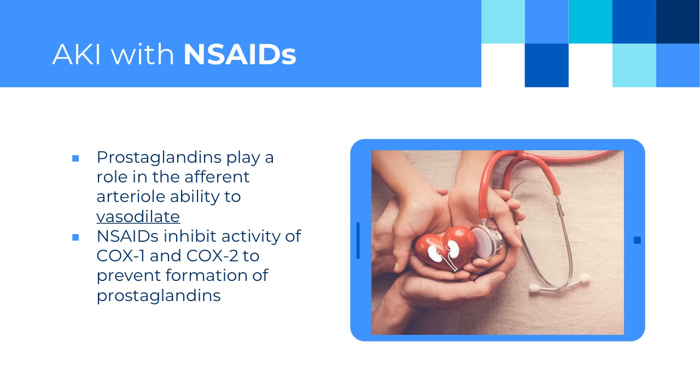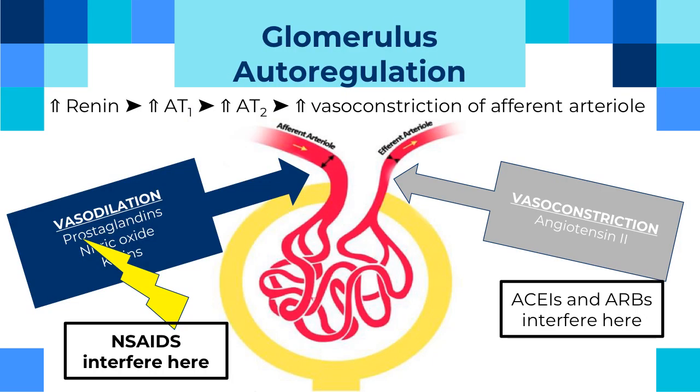If we are preventing prostaglandins from being formed, then we are affecting the vasodilation capability of the afferent arteriole in the glomerulus. So you can see here, if we are causing less vasodilation in the afferent arteriole by administering NSAIDs, then we are affecting the other side of the glomerulus, and we are changing the homeostatic balance yet again.